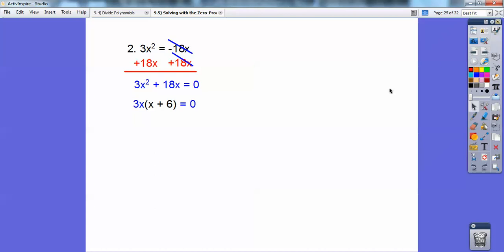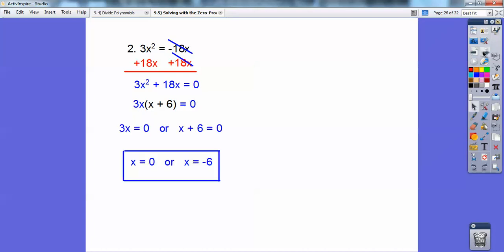When I pull a 3x out, just think about this: GCF is the opposite of multiplying. Remember back in the last chapter, I would have said multiply this times this, and you would have distributed this 3x through, and it would have gotten you back up to there. Factoring is the opposite of multiplying, so you go backwards. So 3x times x plus 6 gets me that, and then when you have this factored, you just set the factors equal to 0. So 3x equals 0, or x plus 6 equals 0. You get x equals 0 or x equals negative 6.